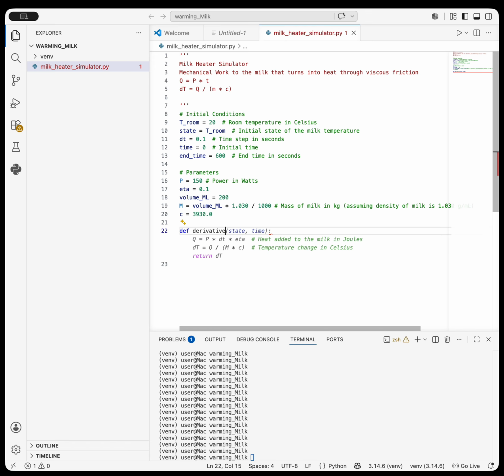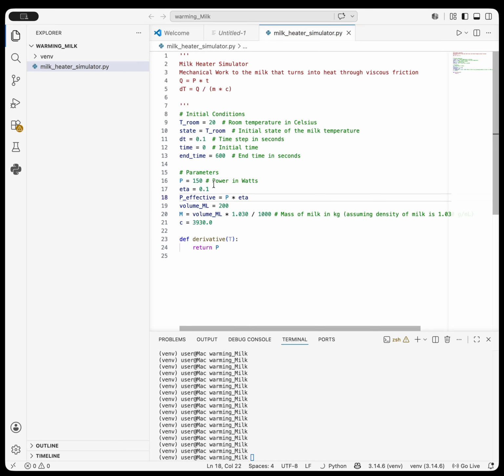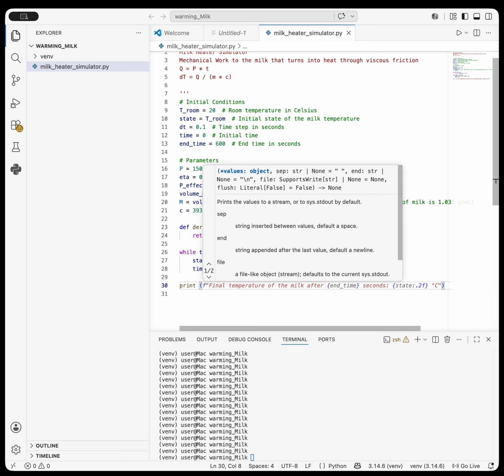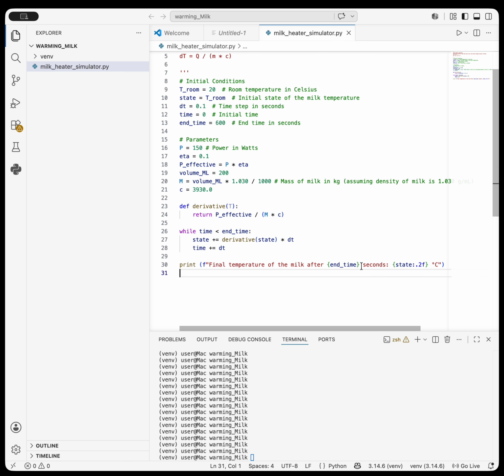We are going to start by defining the derivative, which is the main equation to solve. As we explained, it will return the effective power, which is power times eta, divided by mass times specific heat. And we are going to solve this with a loop. It's a basic Euler integration. With a while loop, we are going to say that while time is smaller than the end time, the state of the milk is going to be equal to the state plus the derivative times the difference in time. And then we are going to increase time. So that's it.